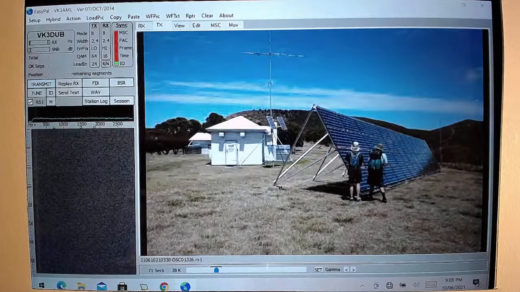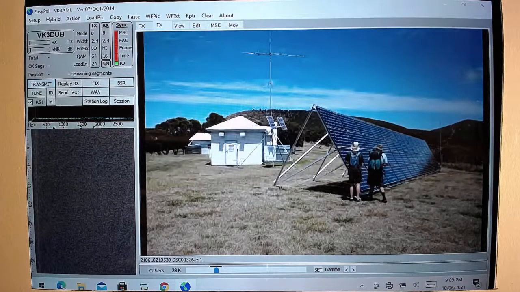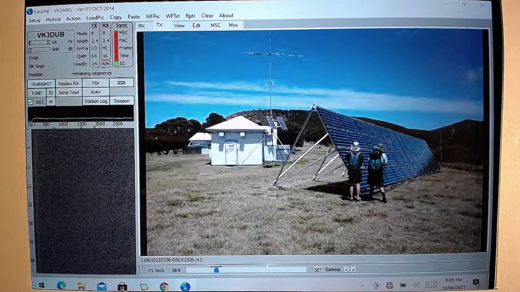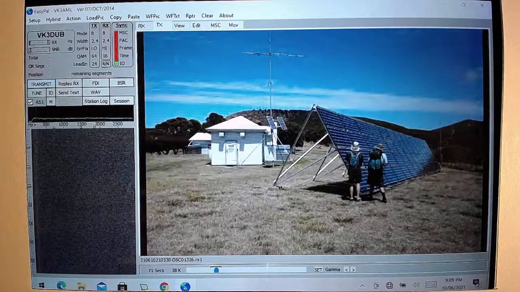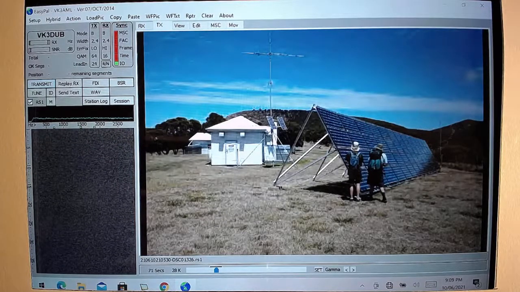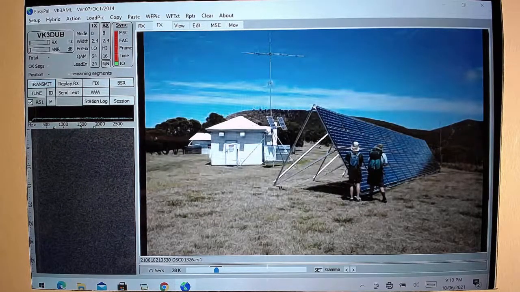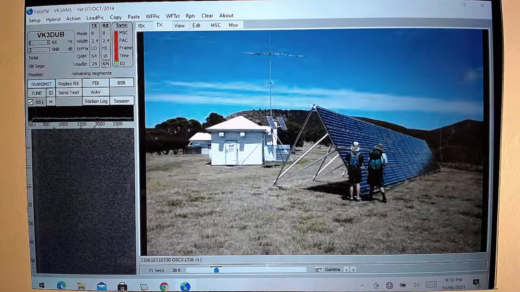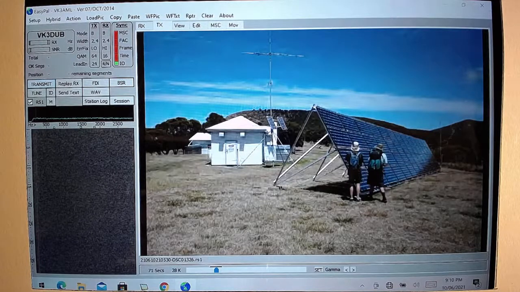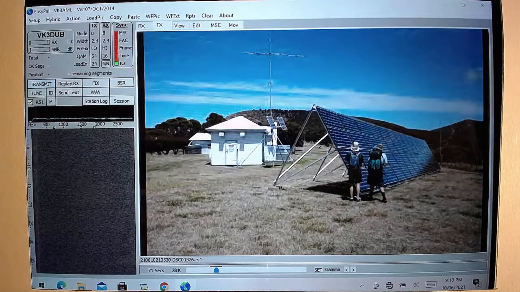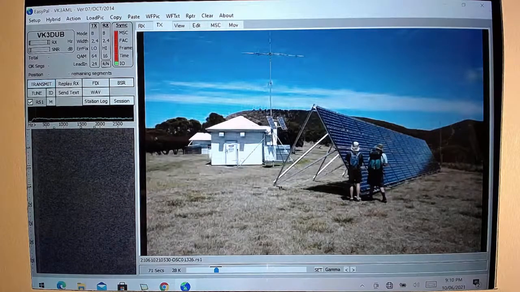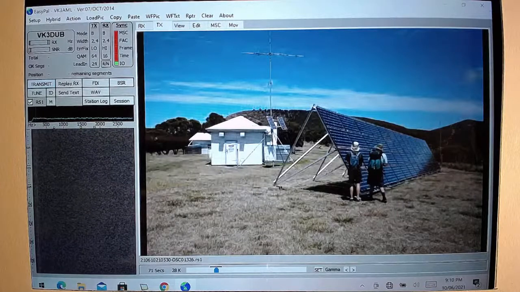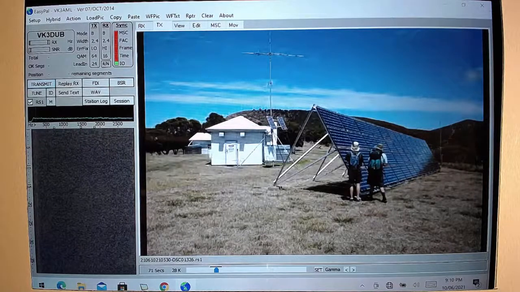OBS is indicating connecting, reconnecting, dropping, reconnecting, dropping, reconnecting. So the internet here is absolutely crawling. I don't expect much out of the YouTube stream under these circumstances. But anyway, that was taken on about the 9th of January last, in the middle of Bass Strait.